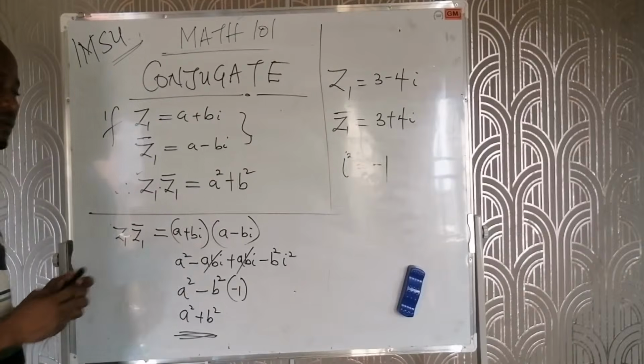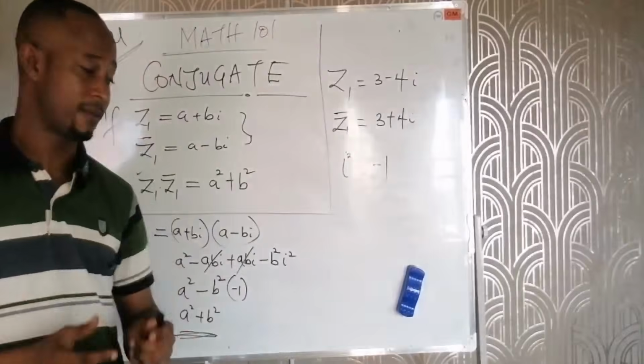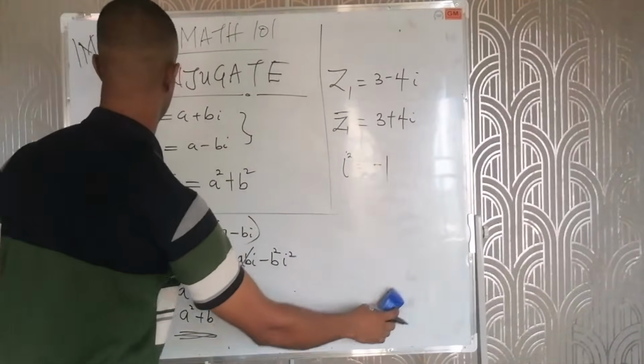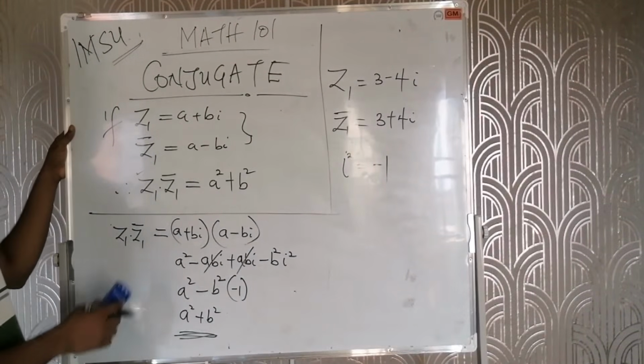So when you multiply two conjugates together, the result must always give us a real number, right? This is the first property of conjugates I want us to take note of.